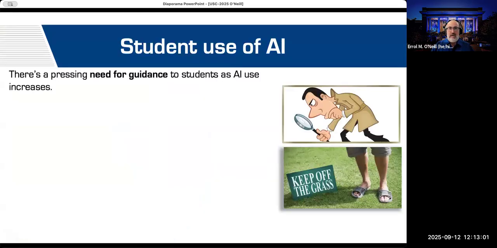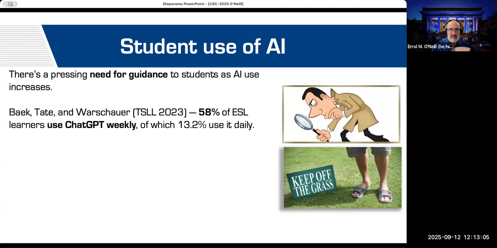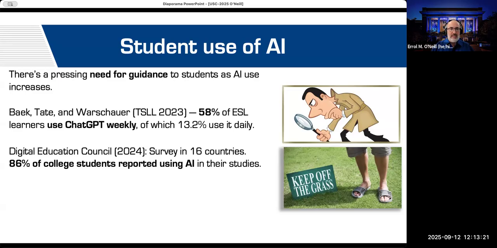There is a need for guidance on AI use. It's becoming very prevalent, as I'm sure all of you are noticing, for better or worse. So one study, just looking in the past 3 years, in 2023, found that 58% of ESL learners use ChatGPT weekly, and about 15% used it daily.